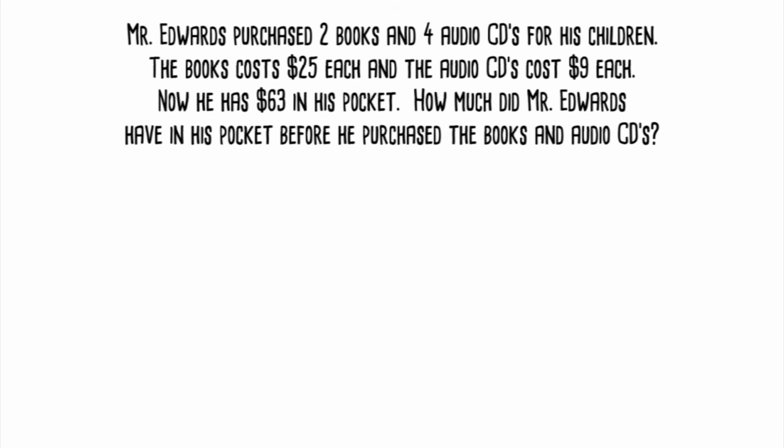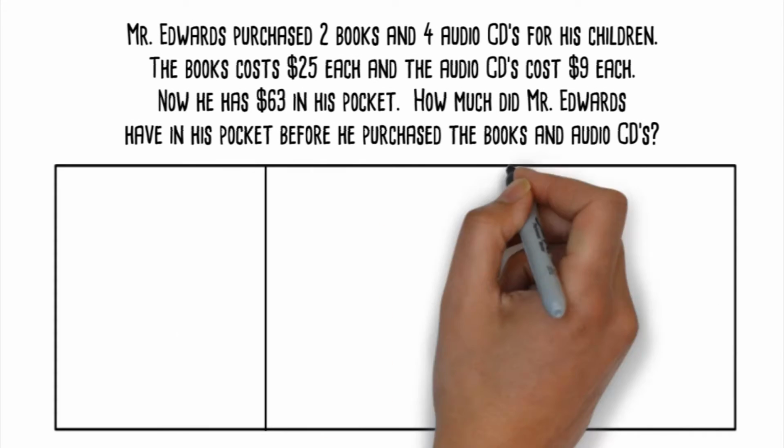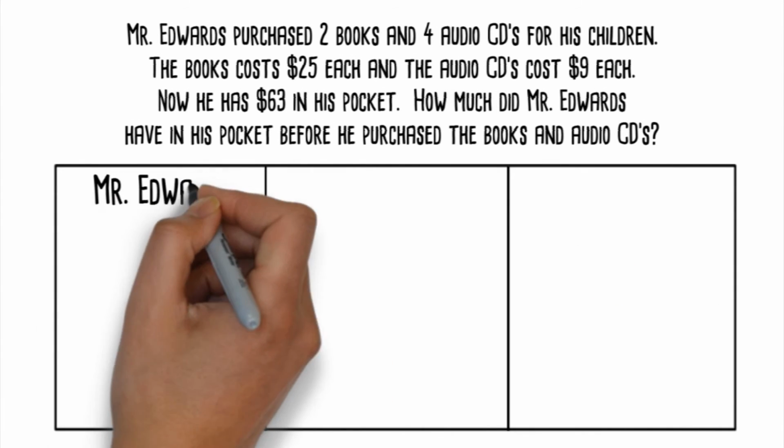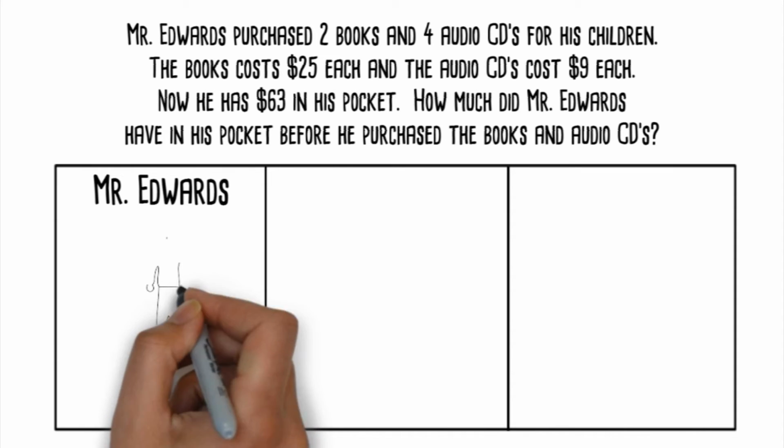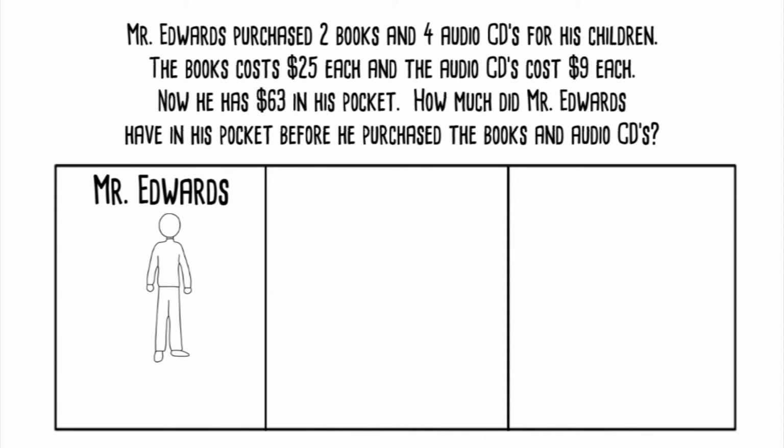The first box will be used to represent Mr. Edwards himself. We know that now he has $63 in his pocket. The $63 has the potential to change easily, and therefore we see this number as a variable amount that should be placed in the bottom right-hand side of the box. The keyword "in" indicates that we should add. The addition sign will therefore be placed in the lower middle section of the box.